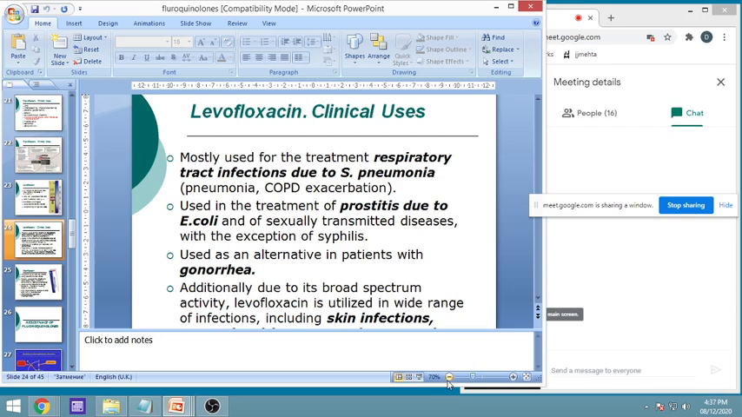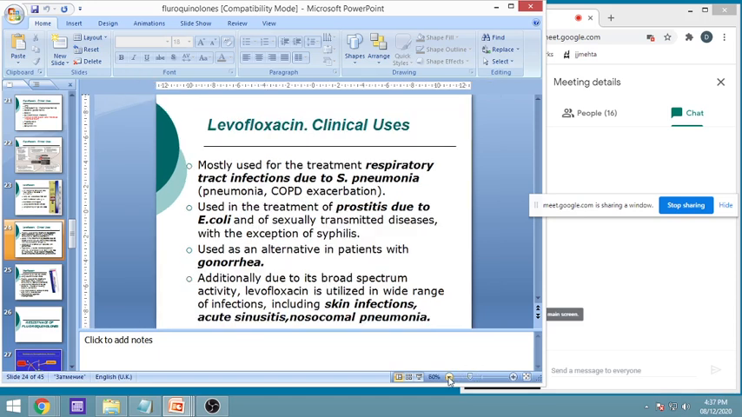It is used in the treatment of prostatitis, that is prostate gland inflammation due to E. coli, and of sexually transmitted diseases with the exception of syphilis. It is used as an alternative in patients with gonorrhea. Additionally, it is useful due to its broad spectrum activities.